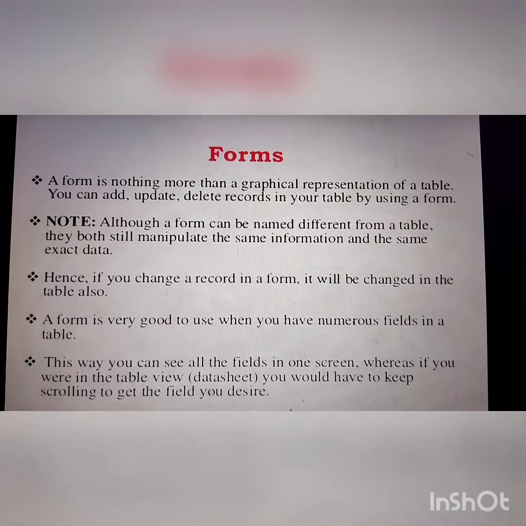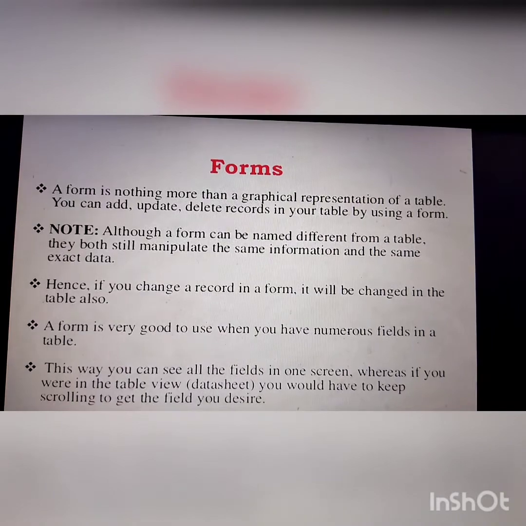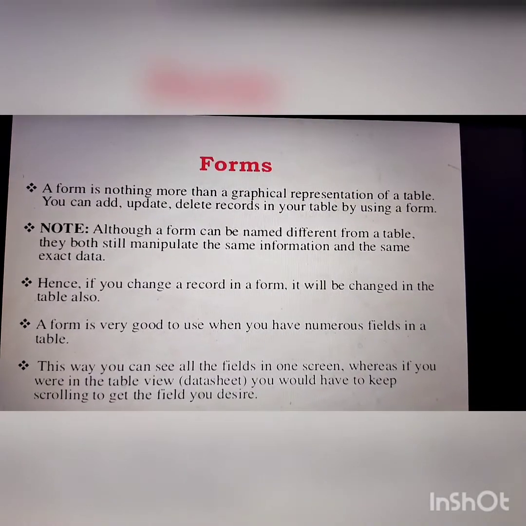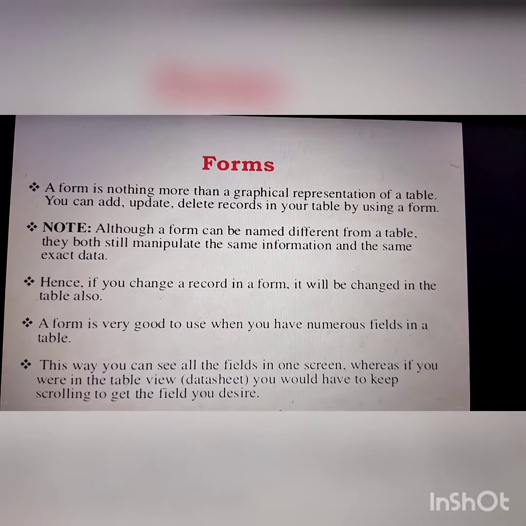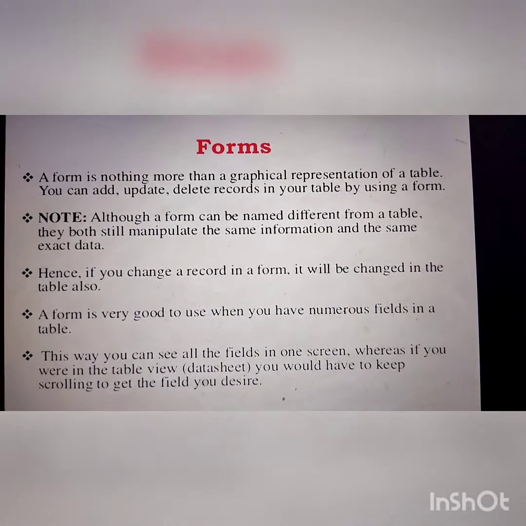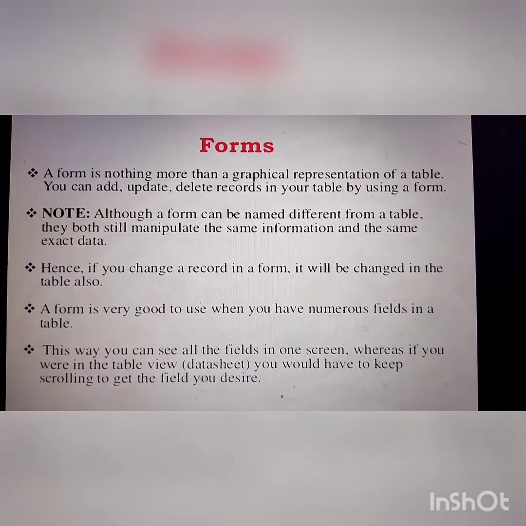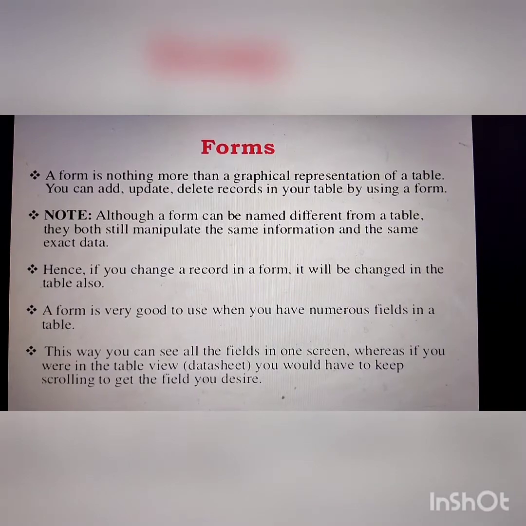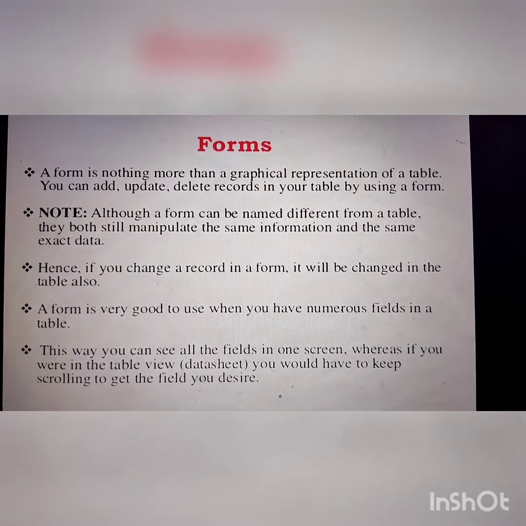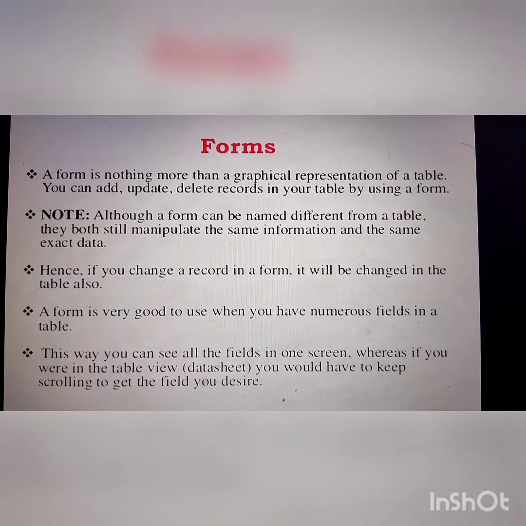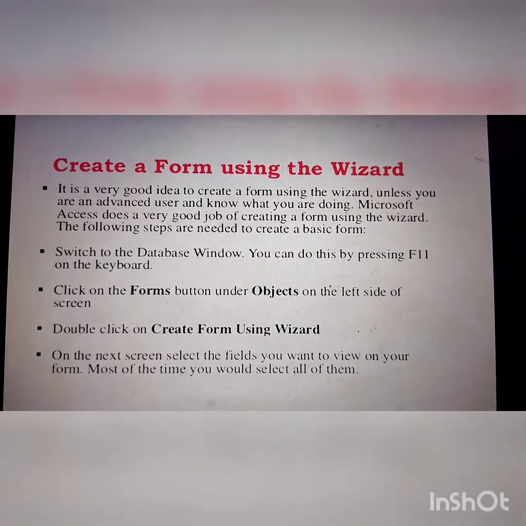A form is very good to use when you have numerous fields in a table. This way you can see all the fields on one screen, whereas if you were in the table datasheet view, you would have to keep scrolling to get the field you desire. How to create a form using the wizard?